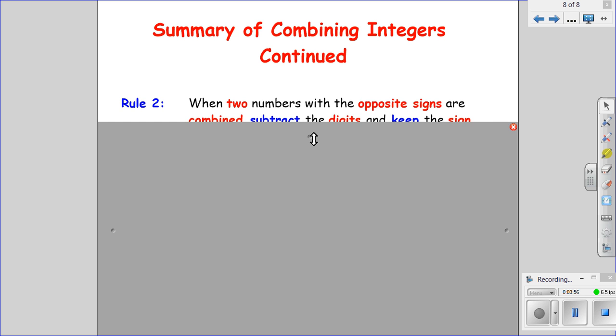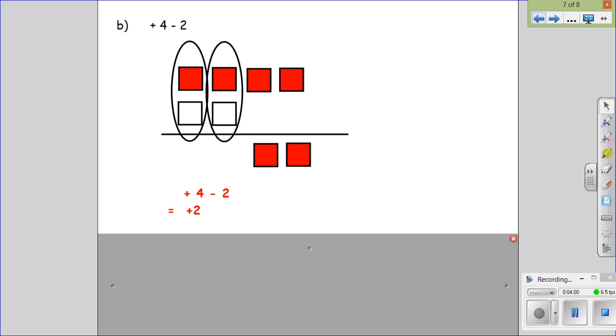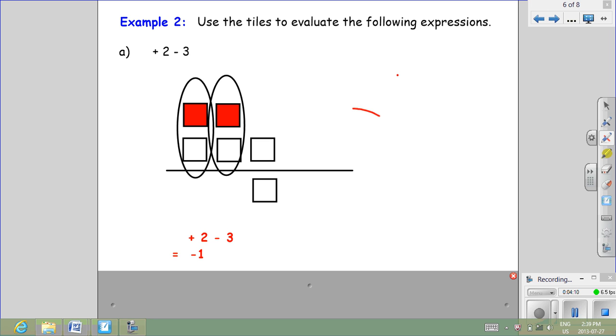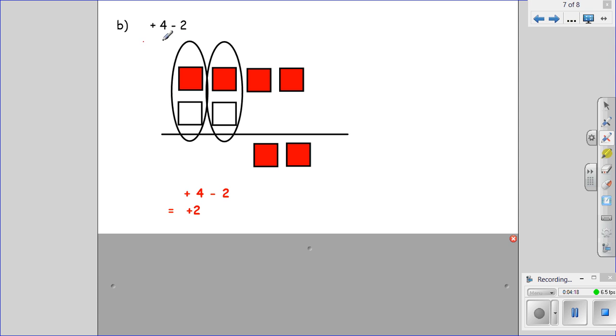So hopefully you've realized that when you combine two numbers with opposite signs, you're going to subtract them, because 4 take away 2 left me 2, and 3 take away 2 left me 1. And hopefully you've figured out to look at whichever digit was bigger. Here the 3 was bigger, so the answer took on its sign, which was negative. Here the 4 is bigger, so the answer takes on its sign, which is positive.